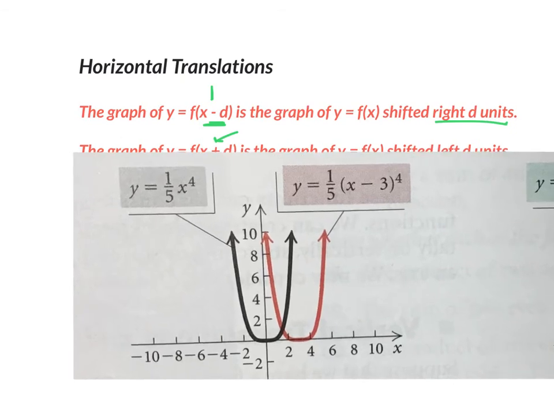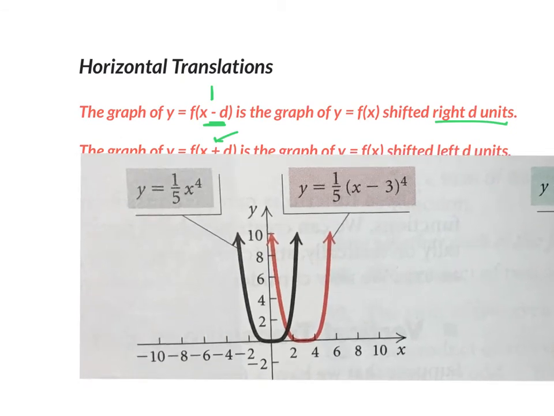Like this first one, same picture we had on the last slide. The black one is the original. Look what happened here. Look where they put the minus 3 this time. The minus 3 is inside with the x, and so that means you shift it right 3 because it's a minus sign. You always do opposite. I'm going right 3 there.